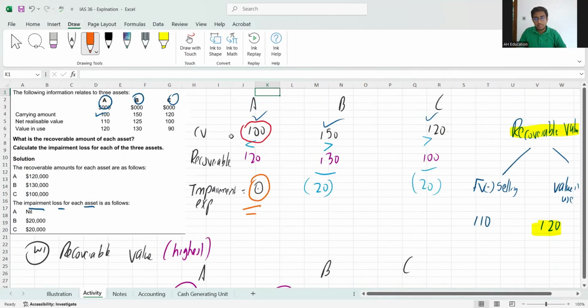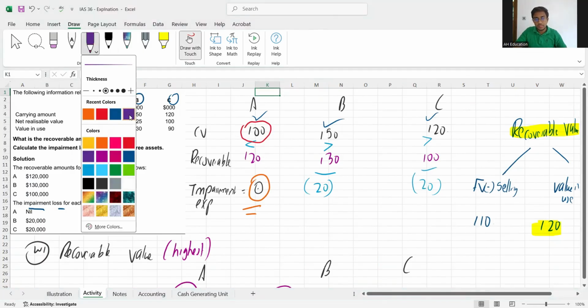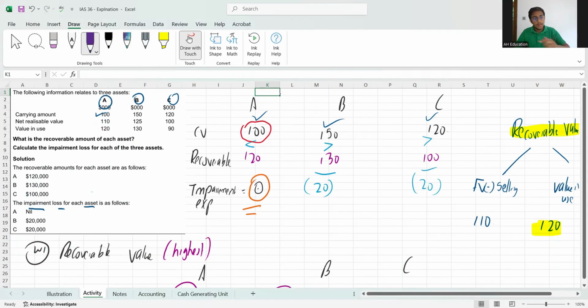Now, let me do option B as well and I'll leave C for you. Since it's new, let me do option B. In terms of option B, the carrying value we have recorded as accountants at our reporting date is 150.